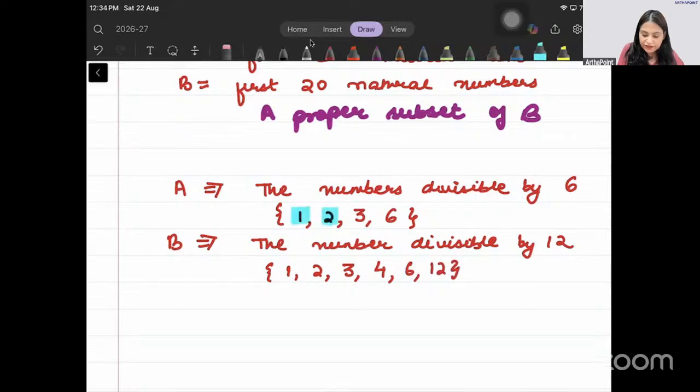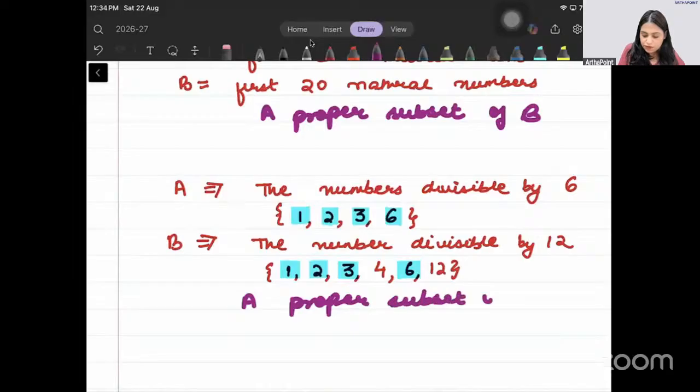Again, we can see whatever is coming in A is there in B. So we can say A is a proper subset of B. A proper subset will be if and only if they are not equal to each other. There is nothing called improper. It's either proper or it is equal. Yes, it is possible. First 20 whole numbers is also fine.